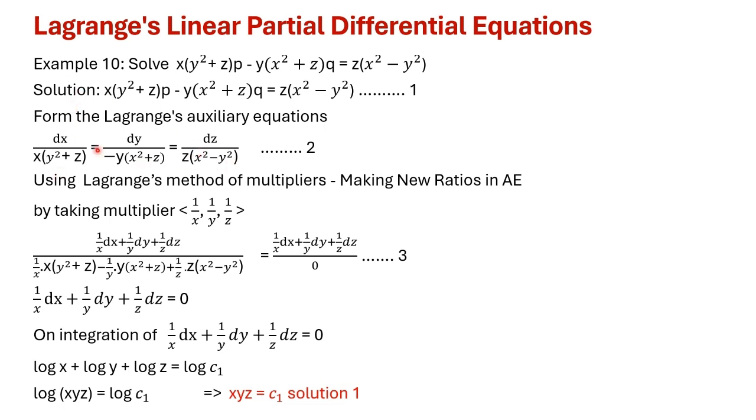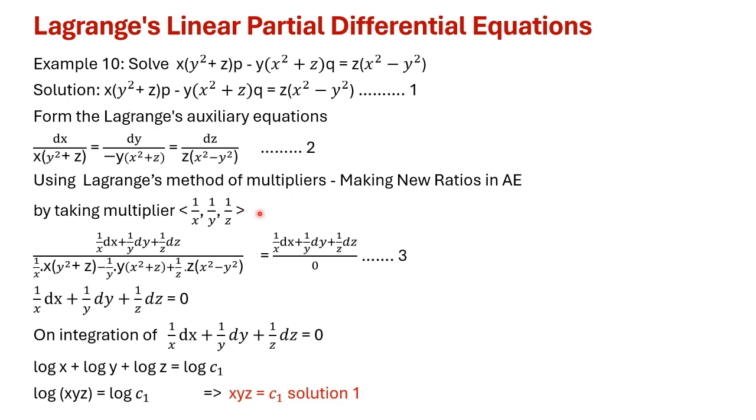Now we'll take fraction 1 and fraction 3. Here again, this is dx and this is dz. So here the term y becomes difficult to integrate, and it is not cancelable also. So none of the fractions here is integrable. Now we have to find a new ratio by using multipliers. So in this case we'll be using multipliers 1 by x, 1 by y, and 1 by z.